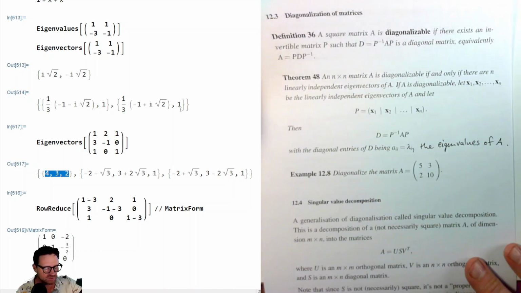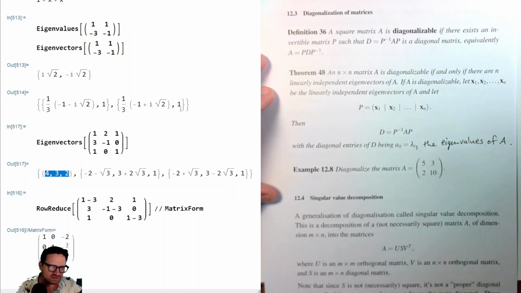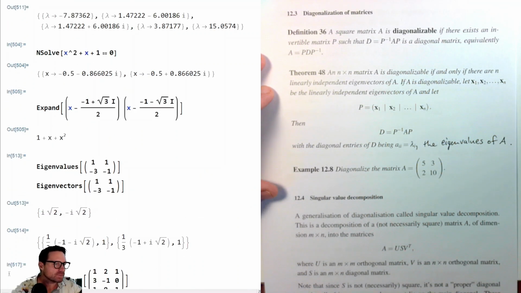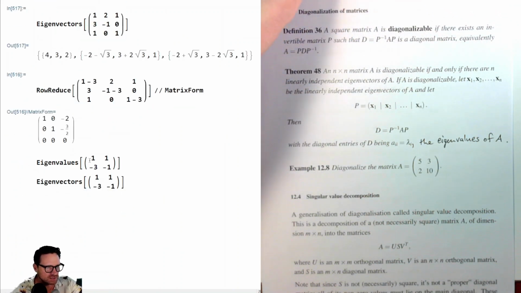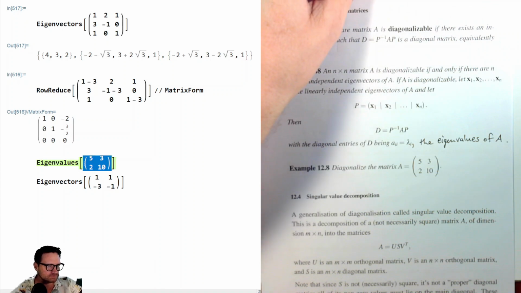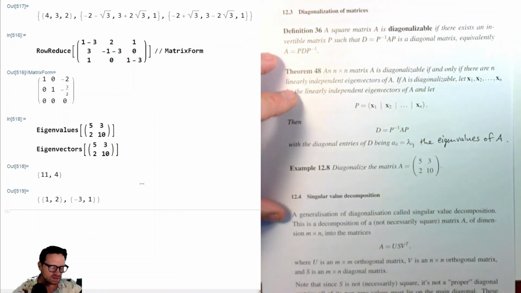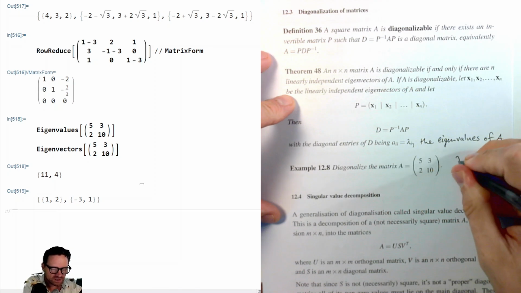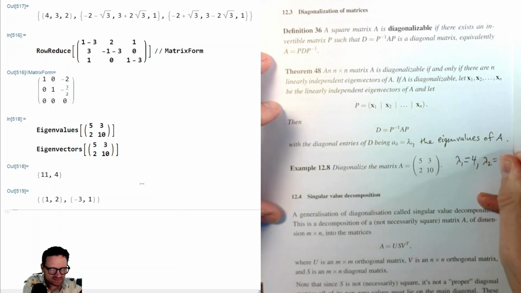Let's have a look at example 12.8. Diagonalize the matrix A, [5, 3; 2, 10]. Now we've already done this, I believe, but let's just use a computer, or you can look up what you got earlier. So 5, 3, 2, and 10. Okay, so we got eigenvalues. I think we had these with order: lambda 1 is 4 and lambda 2 is 11, if I remember right.